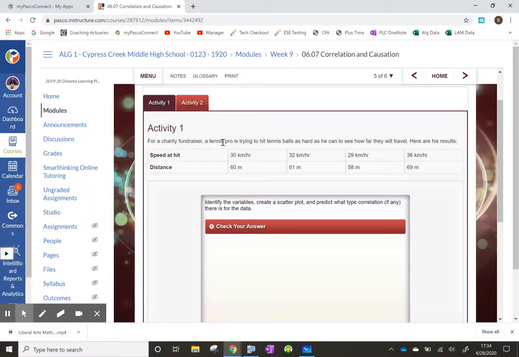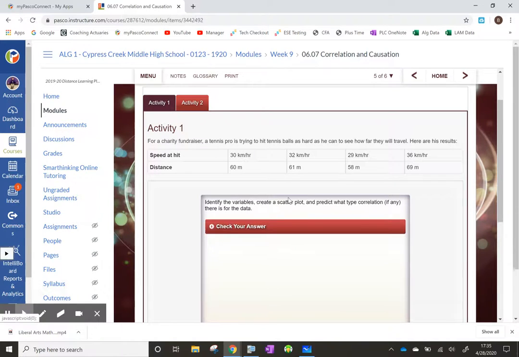So for a charity fundraiser, a tennis pro is trying to hit tennis balls as hard as he can to see how far they will travel. Here are the results. So the speed was 30 kilometers an hour, 32 kilometers an hour, 29 kilometers an hour, and 36 kilometers an hour. And then he's got his distance. So at 30 kilometers an hour, he hit it 60 meters, 32 kilometers an hour, he hit it 61 meters. And you can see the results as well.